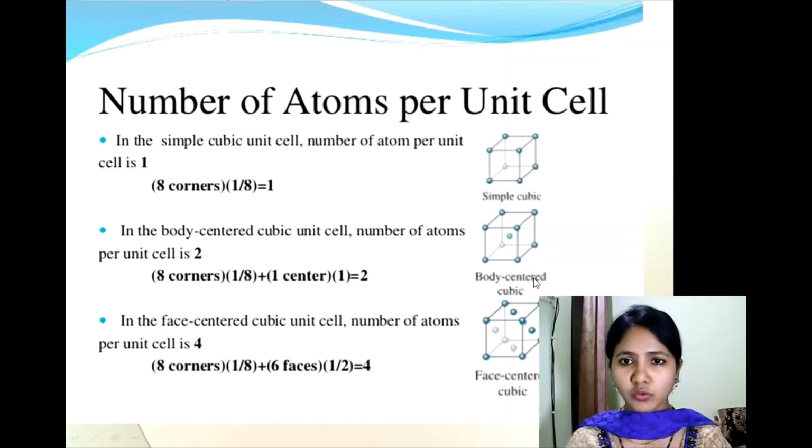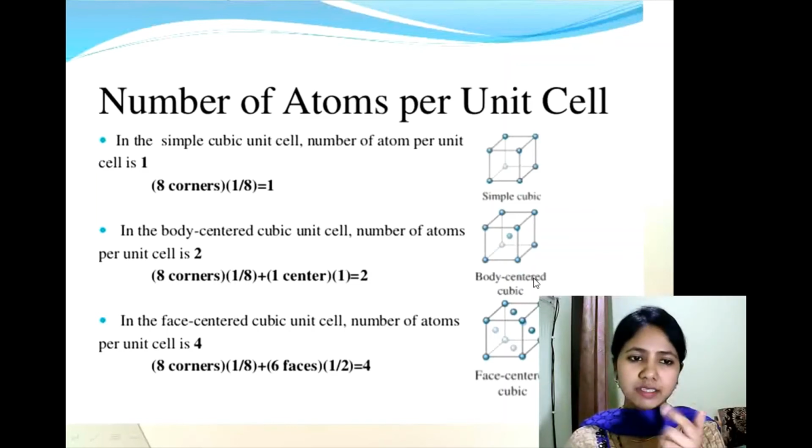So as I told you just before this, the 8 atoms which are present at the corners must be shared by 8 other unit cells also in a crystal lattice. So this 8 corner atoms into 1 by 8, we got 1. So the total number of atoms per unit cell in a simple cube is equal to 1.